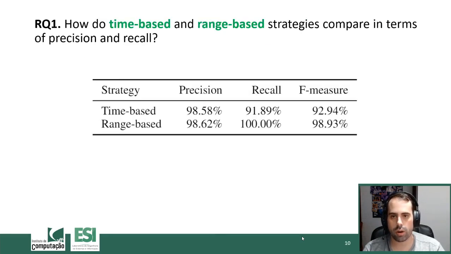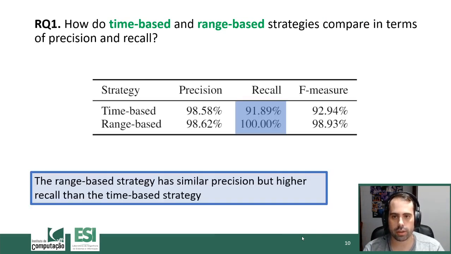Now, I will show our findings. In RQ1, we compared the strategy. We found that the strategies have similar precision, but the range-based has a higher recall.